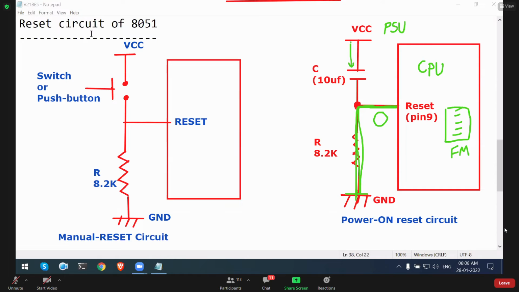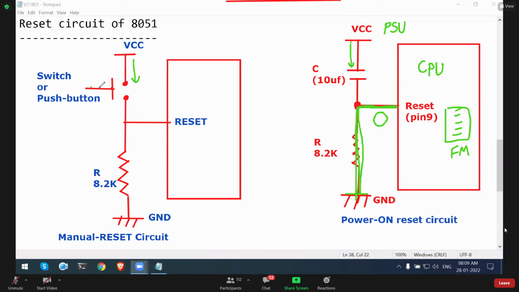So this is called a manual reset. Manual reset means if you want to reset this microcontroller, what happens if the switch is not pressed? Your VCC is at 5 volt, and VCC is available up to here. You can see these two wires are open here. This terminal and this terminal are open when the switch is not pressed. This red line is nothing but a wire.